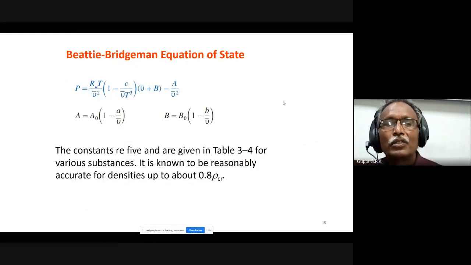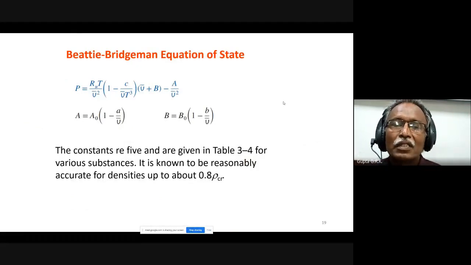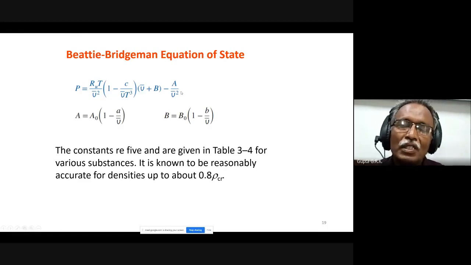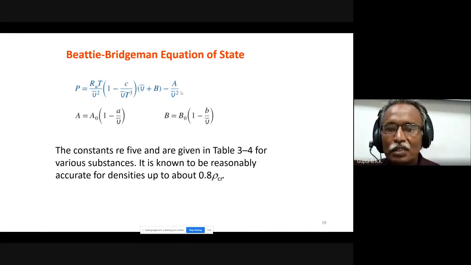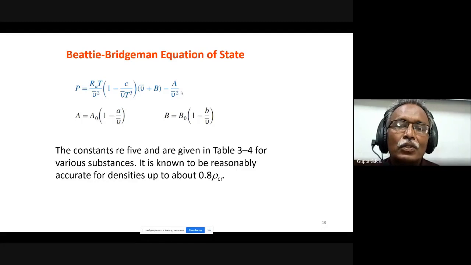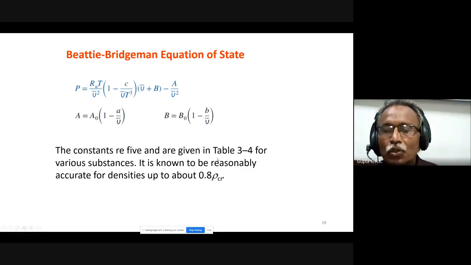And there are other equations like the Beattie-Bridgman equation of state. These are complicated. We don't discuss much about it, but we have to know about the equations. If at all you are given a problem in the exam, you will be supplied with the equation. The constants are 5 constants, given in a table. Later I will show the table for various substances. It is known to be reasonably accurate for densities up to about 0.8 critical density. So this is one equation which has 5 constants, which are defined for each substance. We will see later the tabular form.